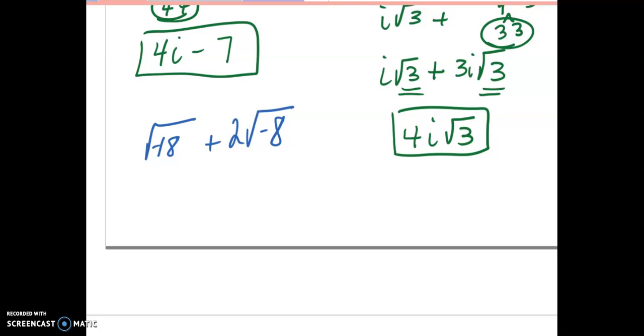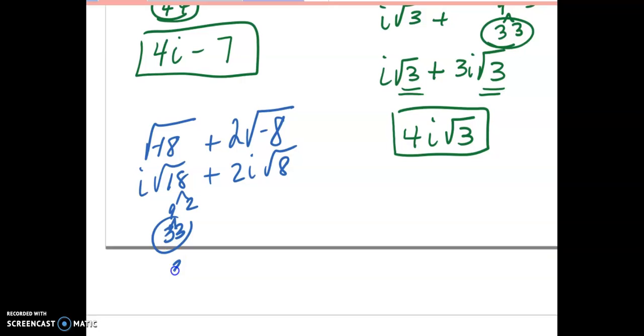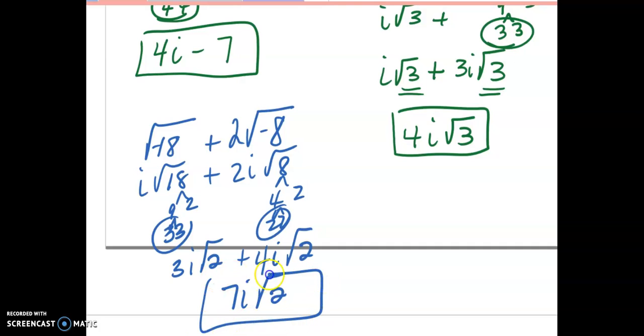Before going on, why don't we try square root of -18 plus 2 times the square root of -8. Square root of 18: 9 and 2, 3 and 3. I'm going to get 3i root 2. Square root of 8: I'm going to get 4, 2, 2 and 2. I'm going to get 4i root 2. Together, 7i root 2. Okay, so that's the process of adding imaginaries together.